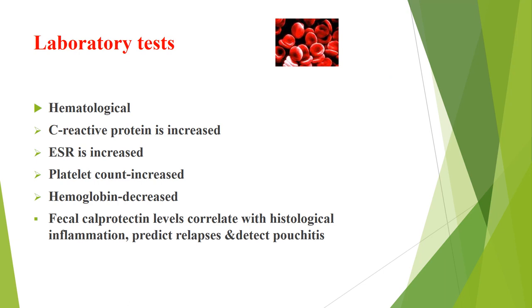But there is a specific test for ulcerative colitis, we call it the fecal calprotectin level, which is measured in the stool. The measurement of this material in the stool correlates with the histological inflammation, and we diagnose that this patient has ulcerative colitis.